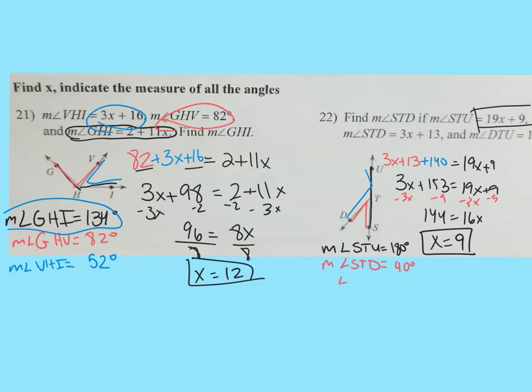So the measure of angle DTU equals 140 degrees, and that math makes sense.